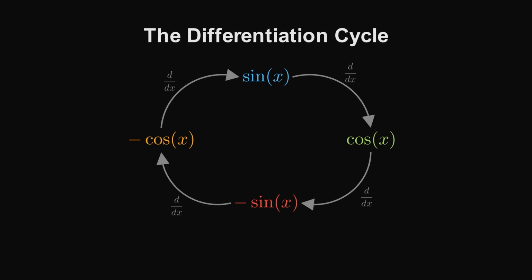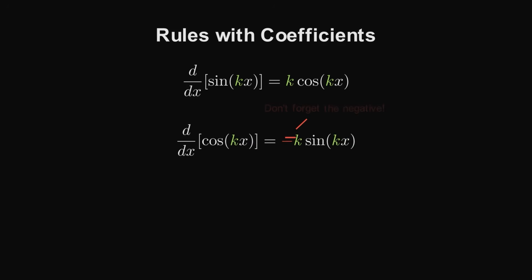Okay, so we've got a cycle there. Now with the coefficient, we can say that d dx of sine kx is going to equal k cos kx, right? And d dx of cos kx is equal to negative k sine kx. And then for tan x, we can say that d dx tan x is equal to sec squared x.